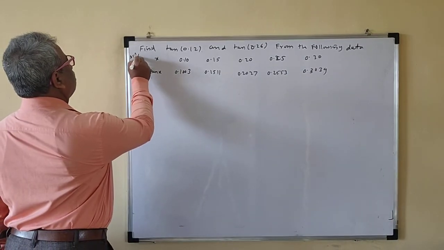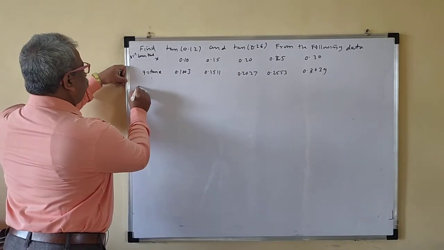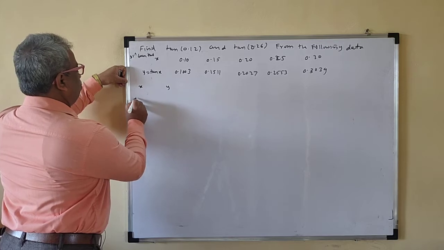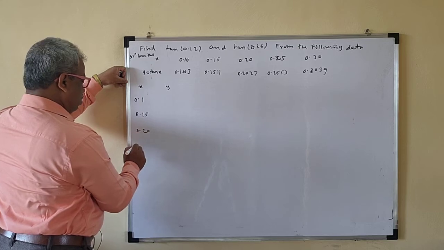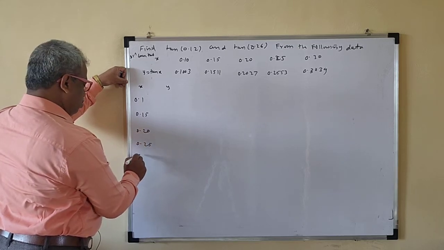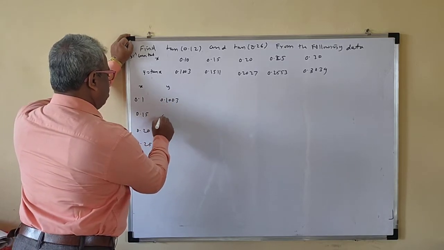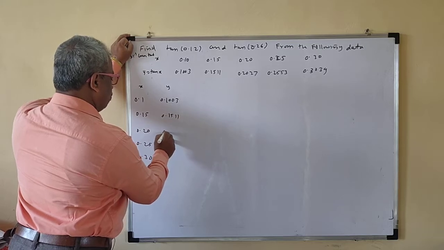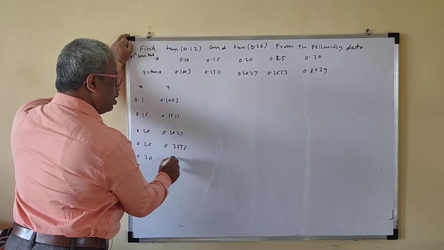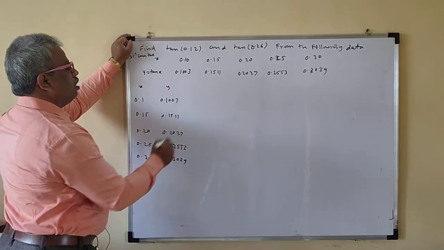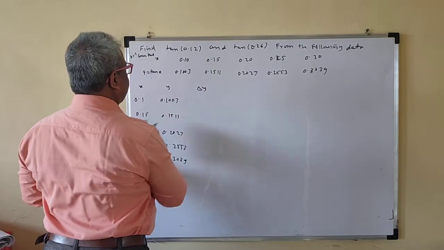Solution: given the data, I have to make a difference table now. Write x as 0.1, 0.15, 0.20, 0.25, 0.30. Then write the values of y: 0.1003, 0.1511, 0.2027, 0.2553, 0.3039. Now write the values of del y.